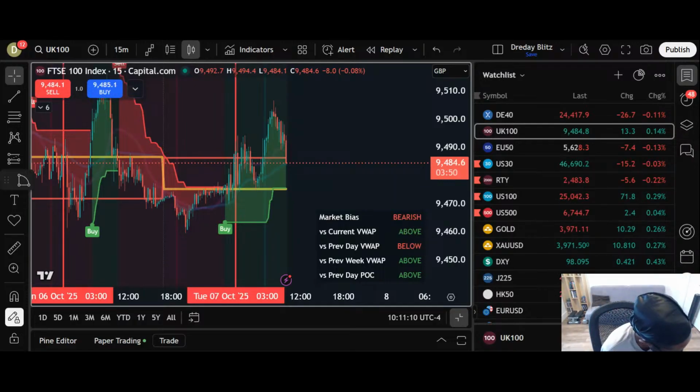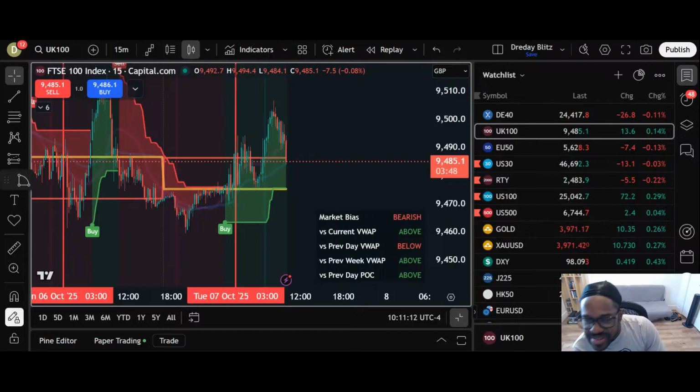Perfect. So we'll close it out here, guys. Pretty good session overall. I did the breakdown here on that US30 trade. So, what to expect.